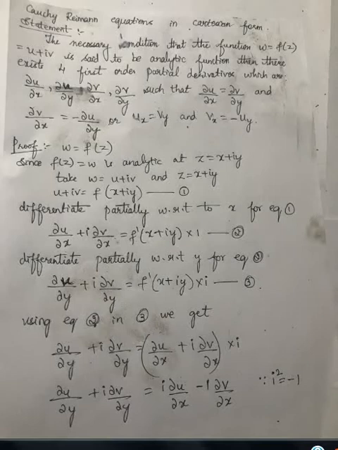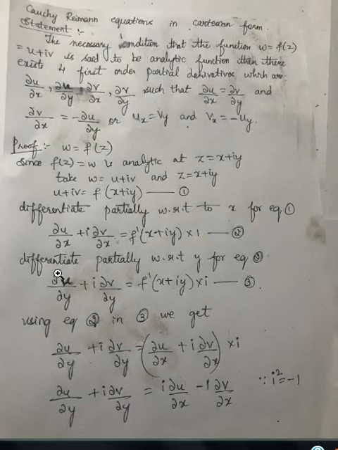Differentiate partially with respect to x for equation 1. Only wherever the x terms are there, that only you have to differentiate. So ∂u/∂x plus i into ∂v/∂x is equal to f dash of x plus iy. For x, what is the derivative? It is 1, right? Differentiation is 1. Take it as equation 2. We are not going to bother about this y because there are no x terms here.